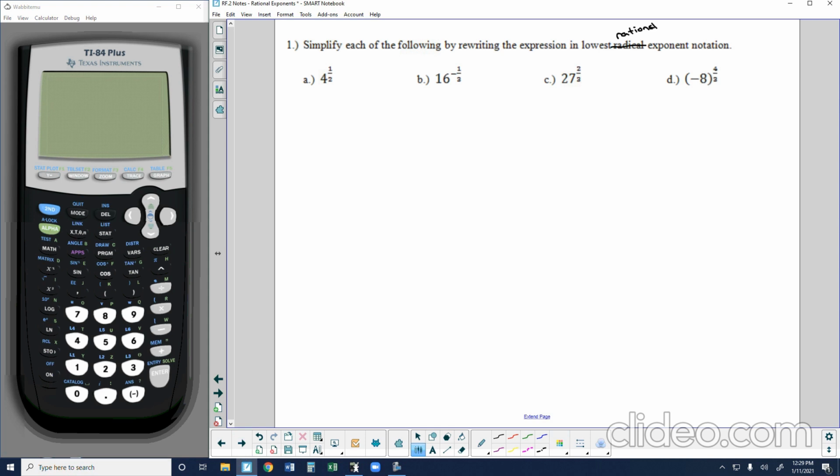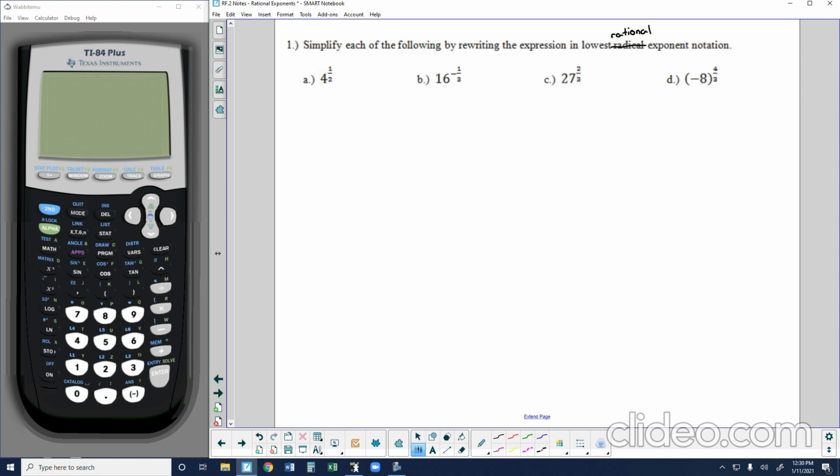So basically we want to simplify, and in this we're going to assume that all variables are positive. If we go back to our radical rules that we talked about, when you simplify an even root or an even indexed root, you need a positive radicand. We're not going to worry about that too much right now. We're just going to assume all variables that we encounter are positive.